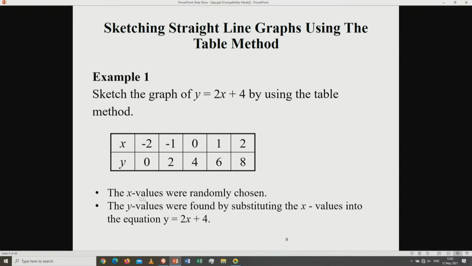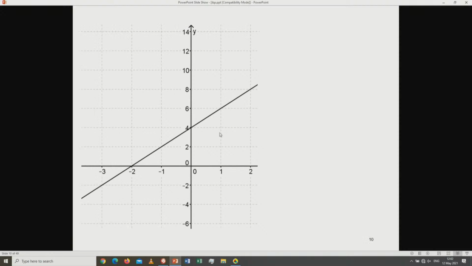Remember, like I said earlier on, the x values are independent because we just selected 2 left, 2 right, and the y values we can get by substituting the x value into the equation. Here we are. Now we need to plot. Remember, I said earlier on, when you sketch the graph, you must be able to plot the points. That is very, very important. Right, here we are. These are the points.